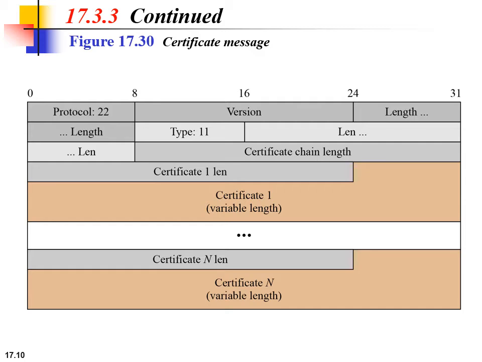The next one is the certificate chain. This variable length field lists the chain of public key certificates that the client or the server carries. For each certificate, there are two subfields: a 3-byte length field, and the second one is the variable size certificate itself.